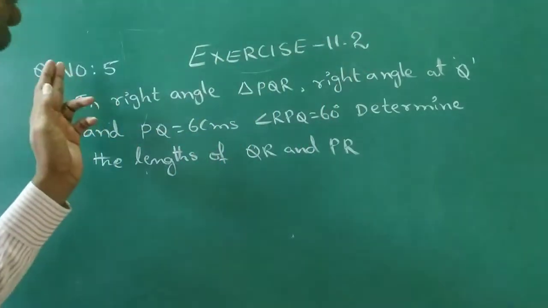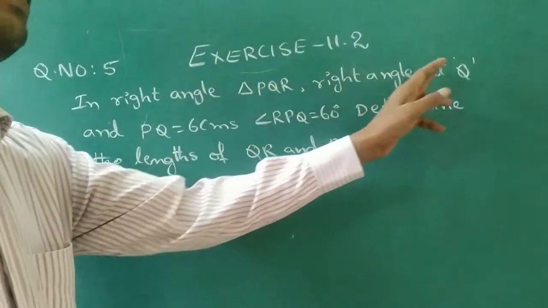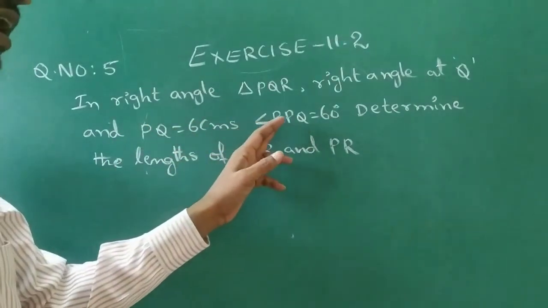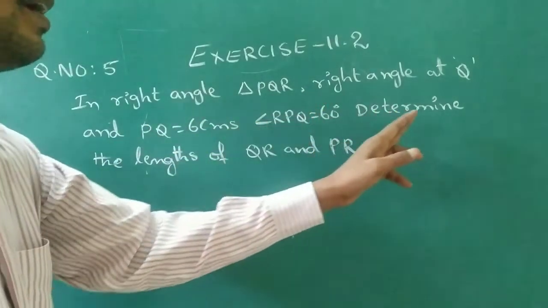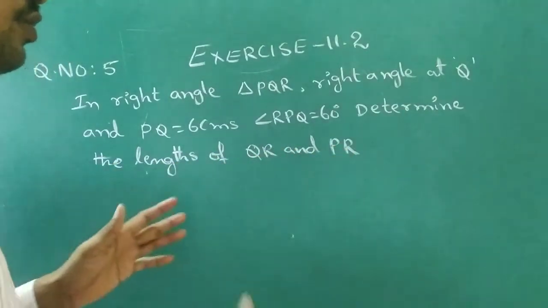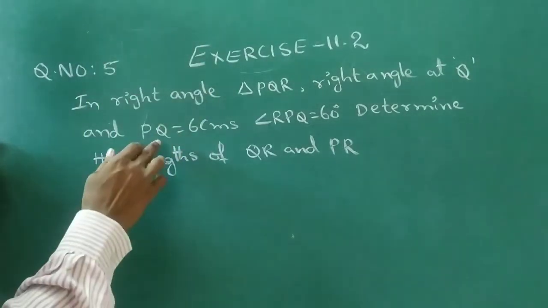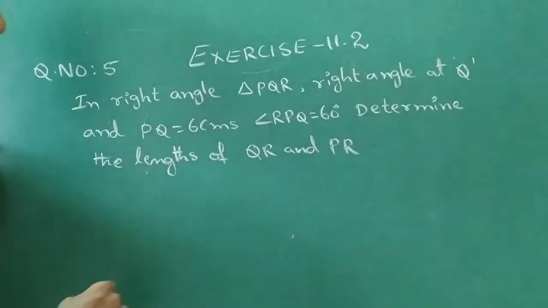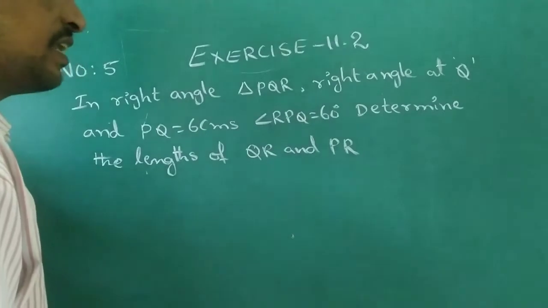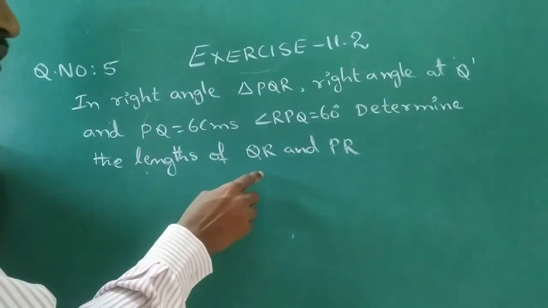Exercise 11.2, question number 5. In right angle triangle PQR, right angle at Q and PQ equals 6 centimeters, angle RPQ equals 60 degrees, determine the lengths of QR and PR. So in a right angle triangle, one side PQ is given, that is 6 centimeters, and one angle also given, angle RPQ equals 60 degrees. So we need to find the remaining two sides of the triangle PQR.